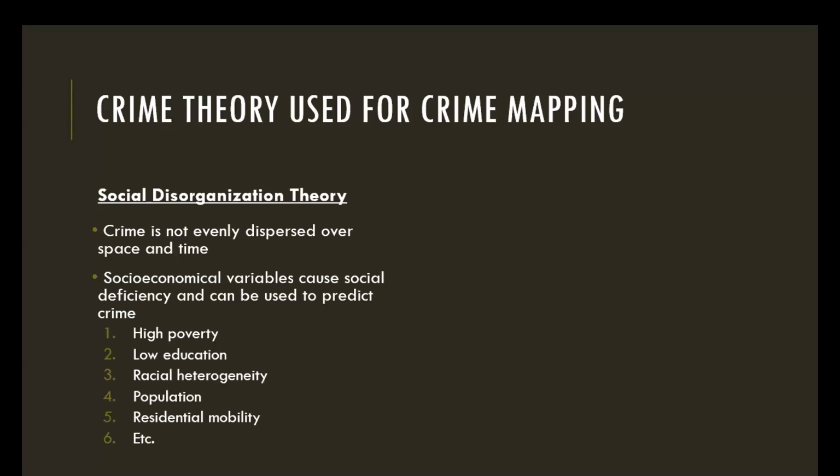Multiple studies have tested different variables and concluded that the following are positive correlates of crime rates: high poverty, low education, high housing age, racial heterogeneity, residential stability, residential mobility, and population.